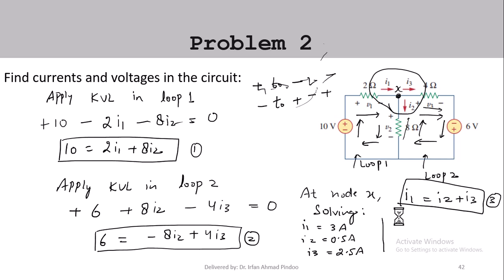Based on that, we can get the values of V1, V2 and V3, because V1 is 2I1, V2 is 8I2, and V3 is 4I3. So if you put the value, 2 into 3 is 6 volt, 8 into 0.5 is 4 volt, and 4 into 2.5 is 10 volt. So we got all the 6 answers that were desired, all the currents and all the voltages. This is the approach we should follow when solving questions based on Kirchhoff's voltage law.